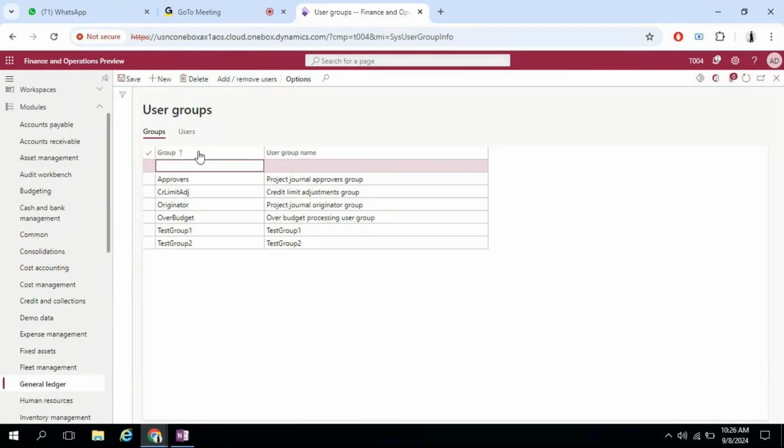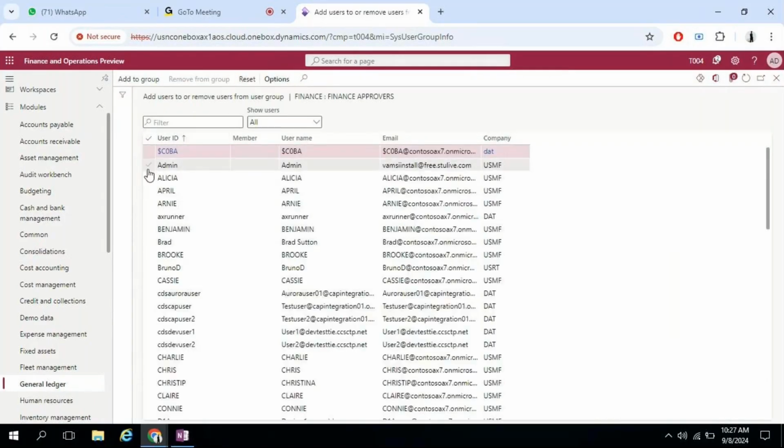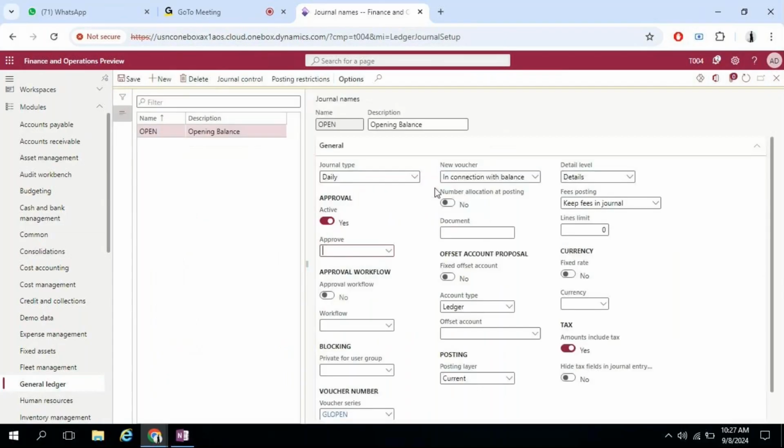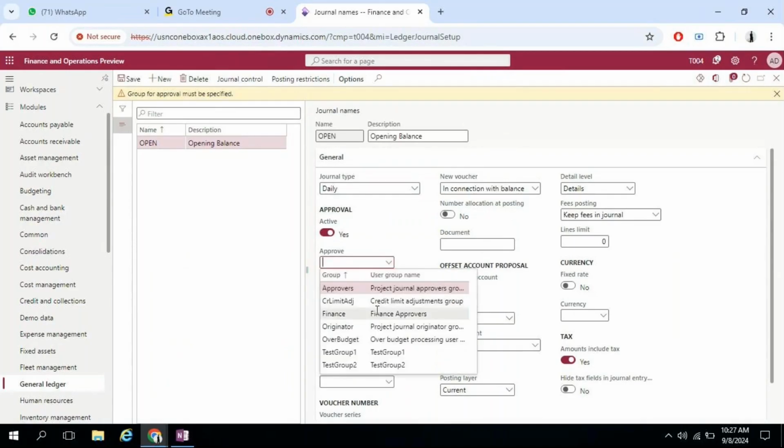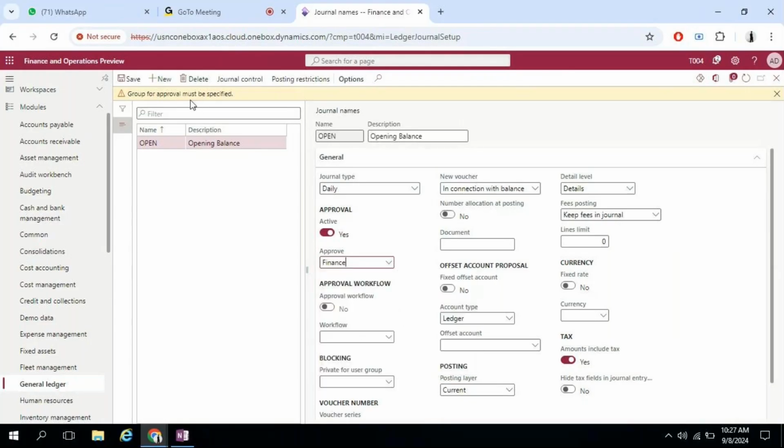What I will do, I will create a new approver for me, general ledger, general finance approval. Okay, so I will write finance approvers. Okay, and I will add the user over here. So inside this, right now I am only the admin, so I will add that. Now I will go back and this finance approver I will add in my approve button. So this is the finance approver. Okay, and I will save it.